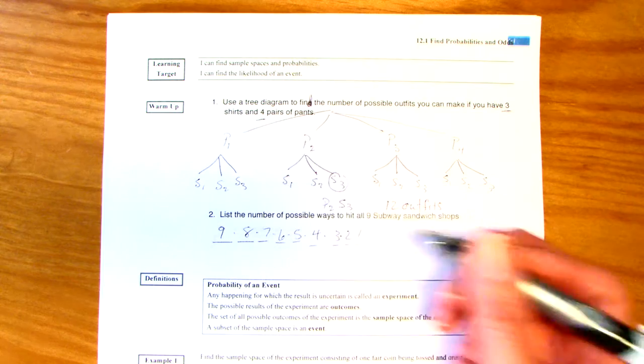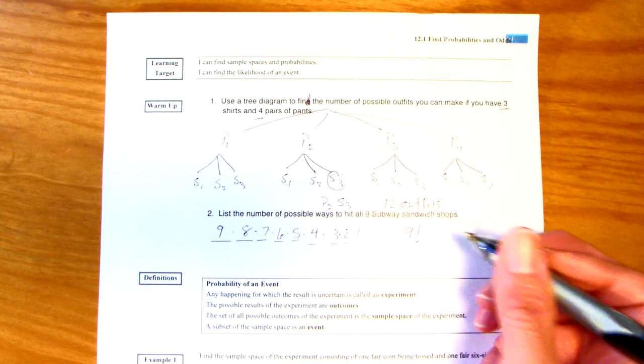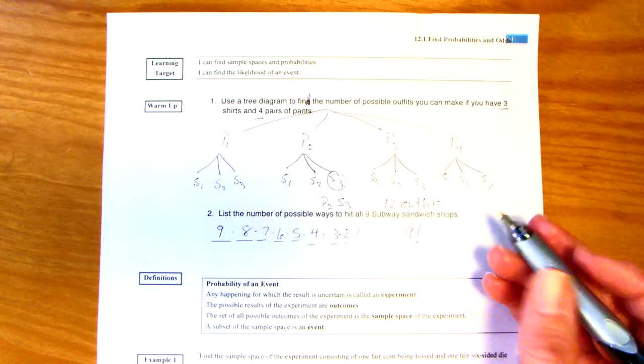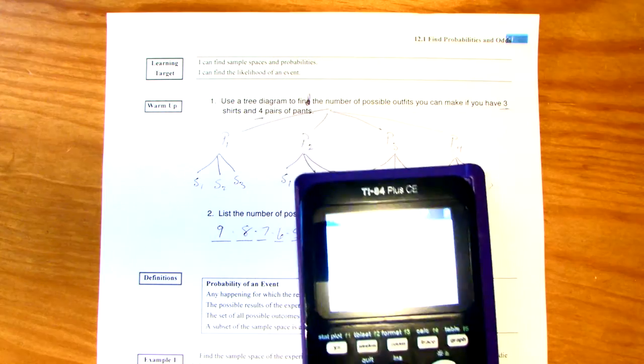Now, there is some notation that you may or may not have heard of. It's this. N factorial. It doesn't mean 9. And there are keys in the calculator to help you find that.